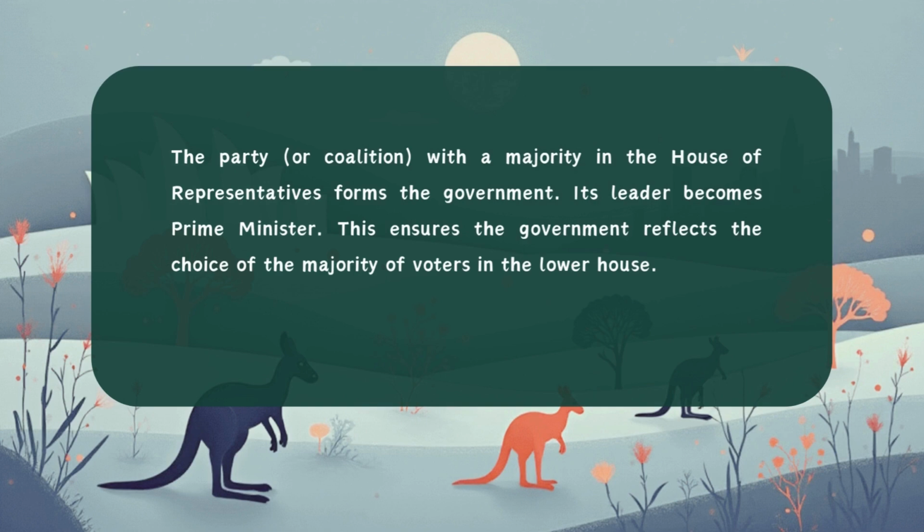The party, or coalition, with a majority in the House of Representatives forms the government. Its leader becomes Prime Minister. This ensures the government reflects the choice of the majority of voters in the lower house.